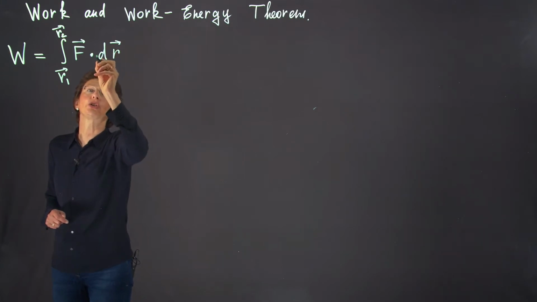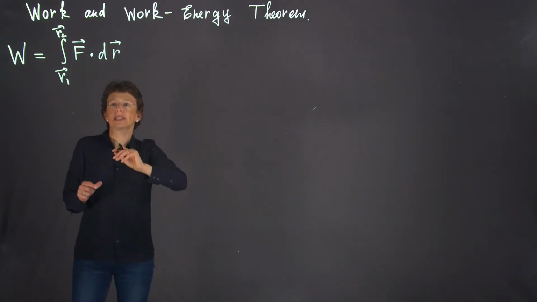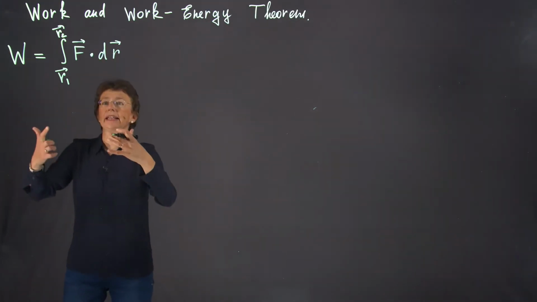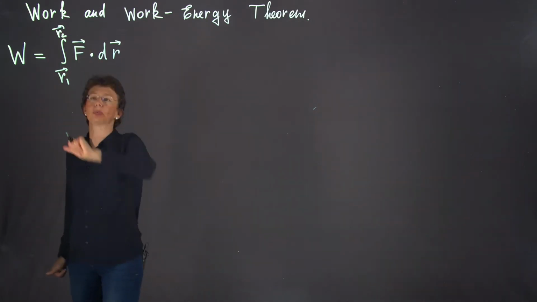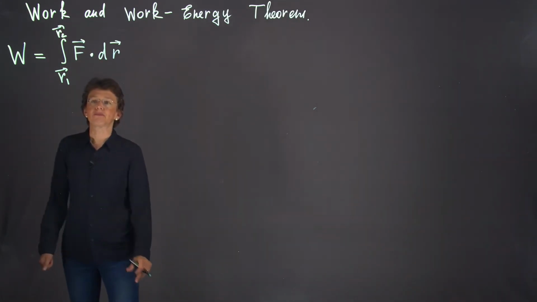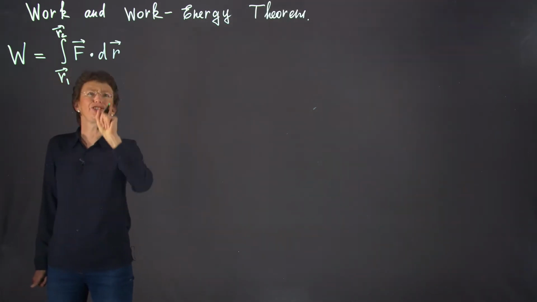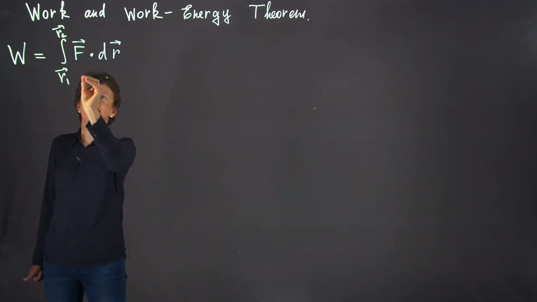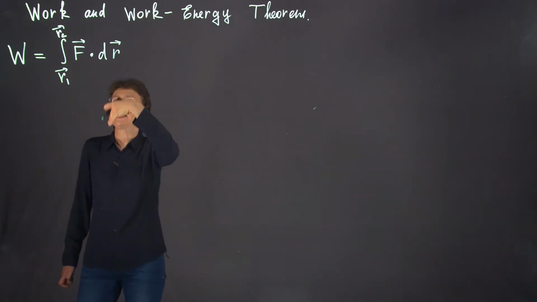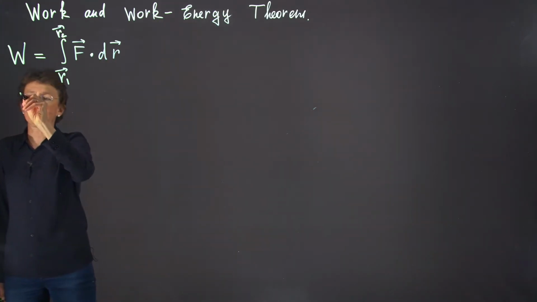This is a dot product, which means that work is a scalar. Work is a scalar and always a definite integral. Now, we need to understand what each symbol means in this formula. Force F is the force acting on the object.